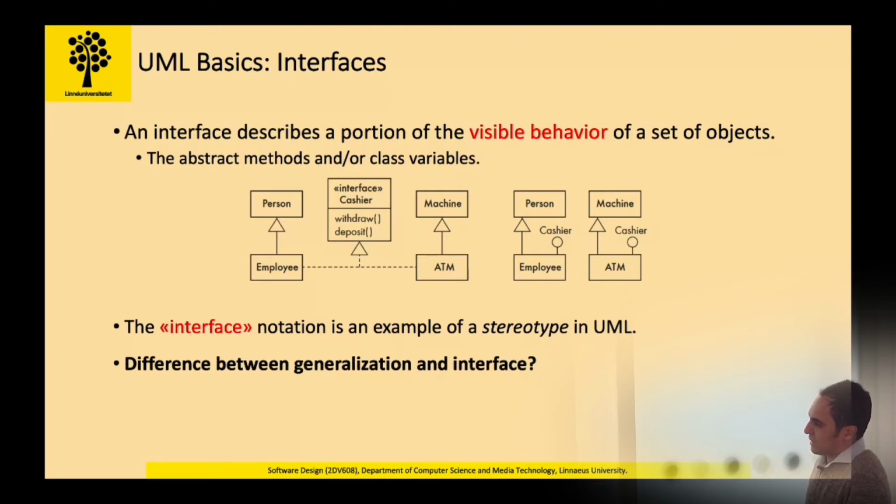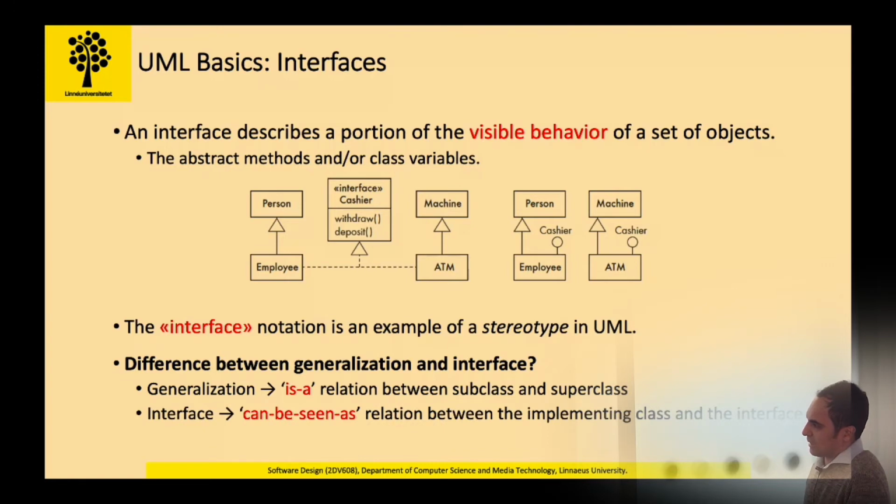There is of course a fine-grained difference between generalization and interface, because interface is a relation that defines "can be seen as", but generalization is defined as "is a". So an employee is a generalized version of person. An employee is a person and ATM is a machine, but both the employee and the ATM can be seen as a cashier. So that's the fine-grained difference between generalization and interface, even though they are sometimes implemented in the same manner in Java, for example.